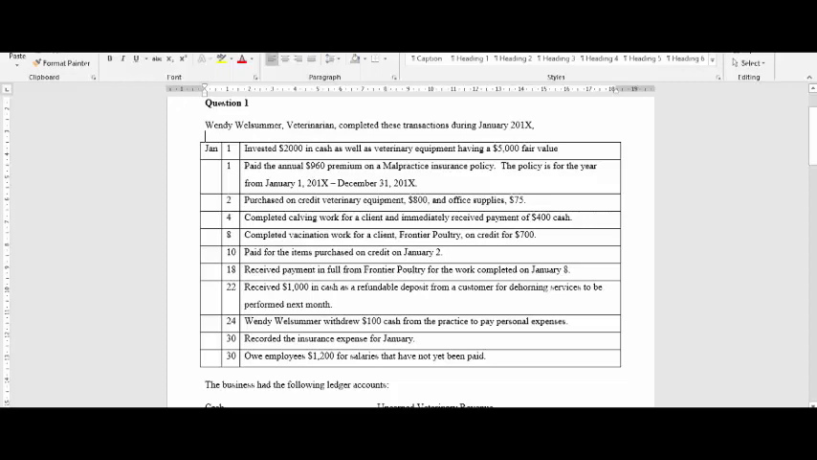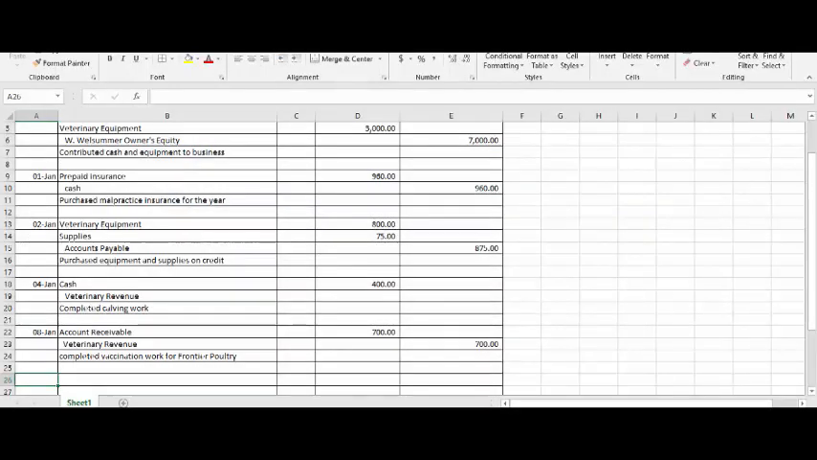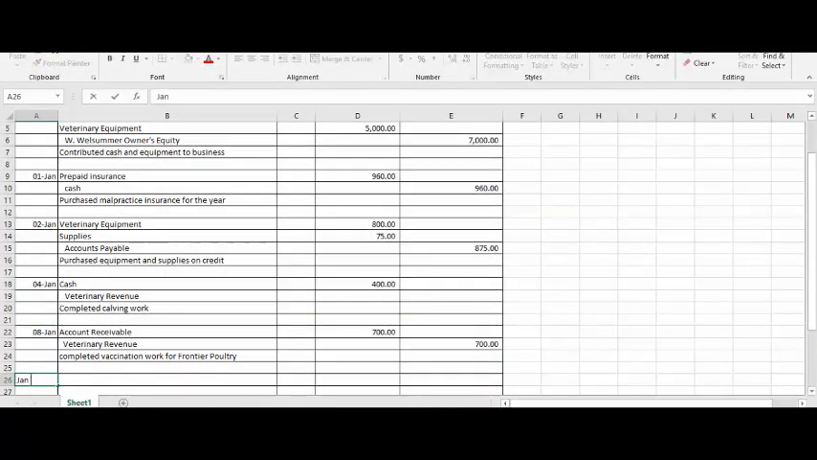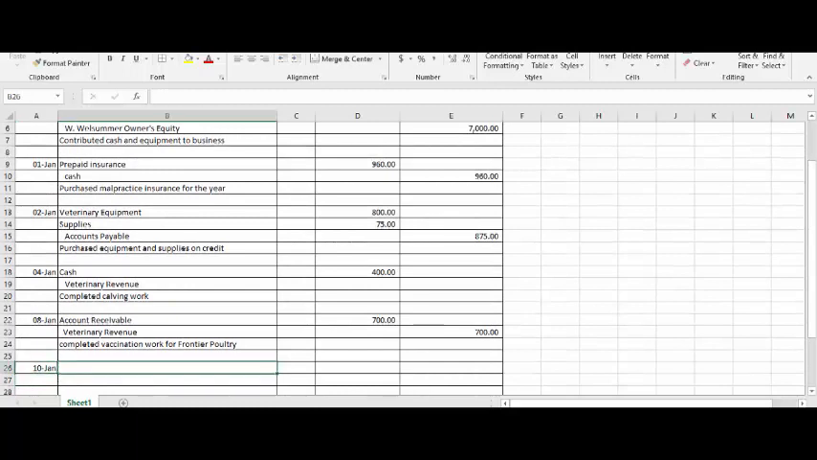Paid for the items purchased on credit January 2nd. So what date was that? January 10th. So on January 2nd, that was $875 we purchased. So the first thing we're going to do is reverse that accounts payable by making it a debit. That will decrease our accounts payable balance. That's for $875, and this time we are paying out cash.